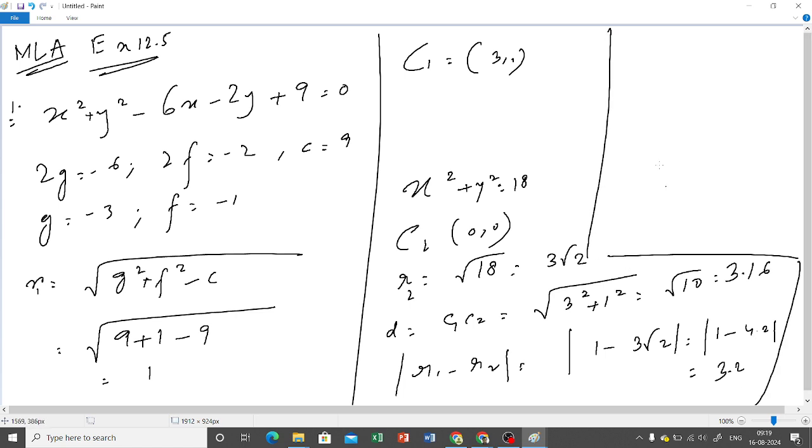So from here you can clearly see that d is less than what? Mod of r1 minus r2, right? Therefore C1 lies inside C2. Understood? Yes, sir.